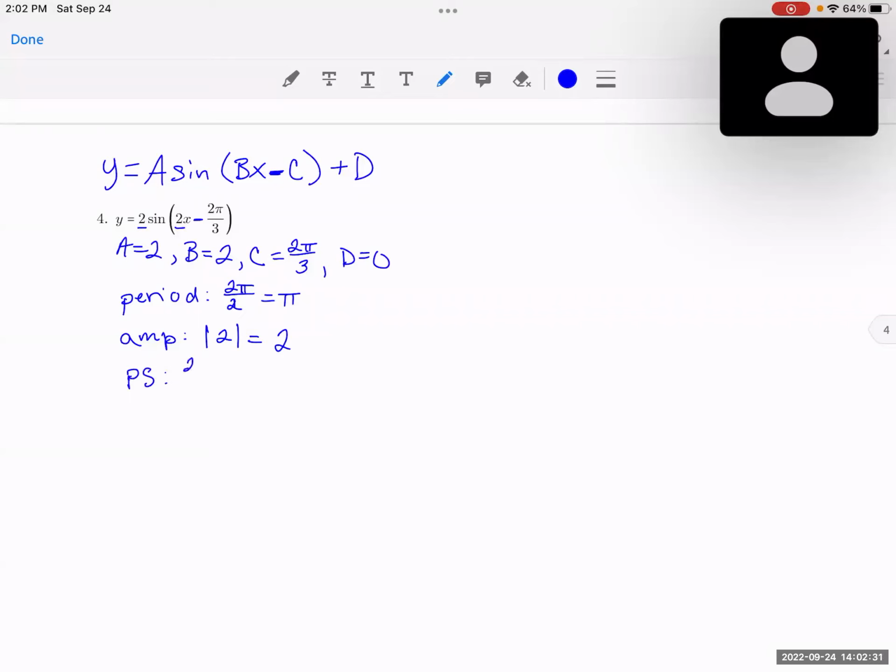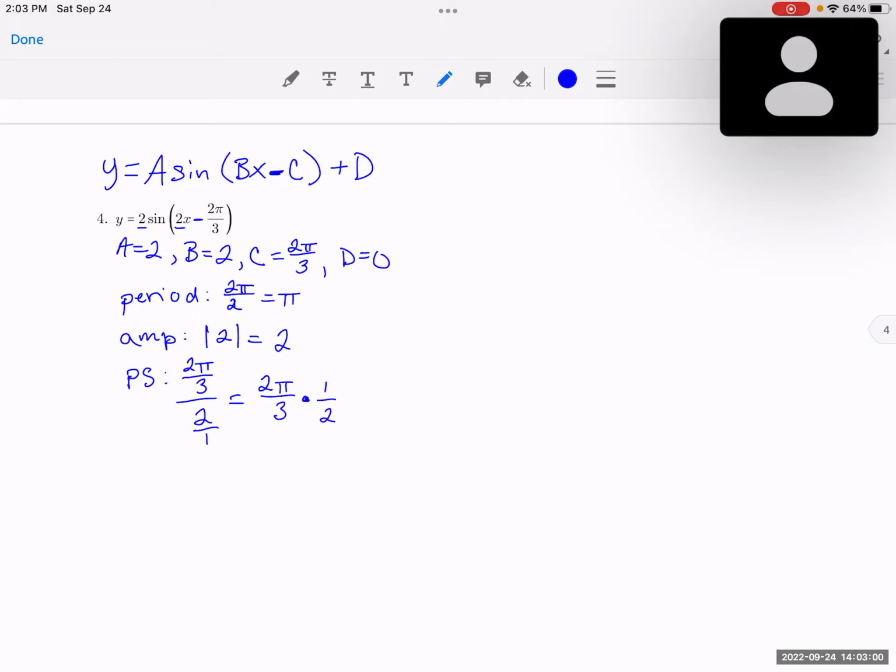Our c value is 2 pi over 3 divided by our b value of 2. Again, fractions inside fractions, we're going to keep, change, flip. So we'll keep the top, change the division to multiplication, and multiply by the reciprocal of the denominator. This one's kind of weird. 2, I'm going to write that as 2 over 1, so that when I multiply by the reciprocal of the denominator, I make sure I get it right.